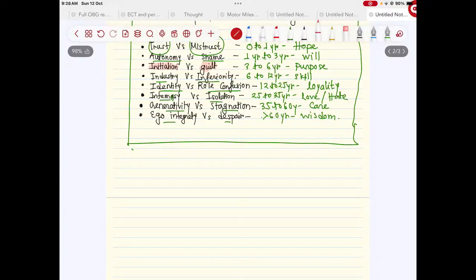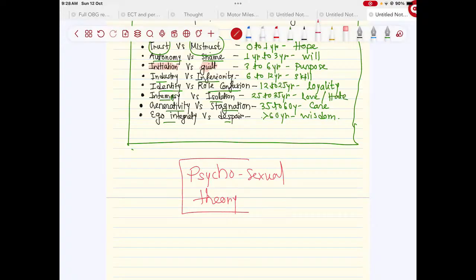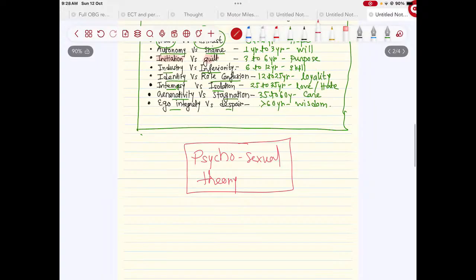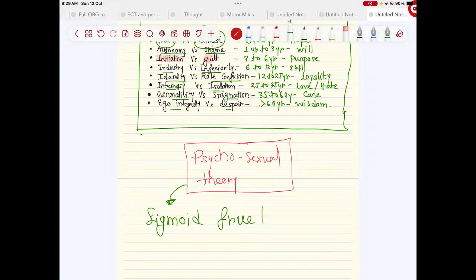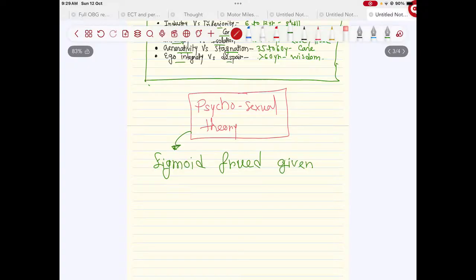And the next, psychosexual theory. So who gave the psychosexual theory? Sigmund Freud. Who gave it? Sigmund Freud gave it. What are the stages?